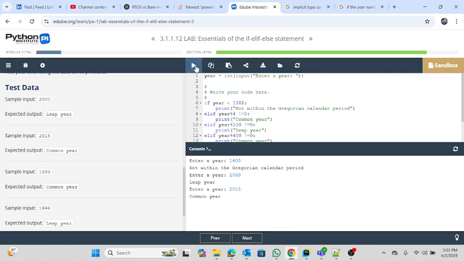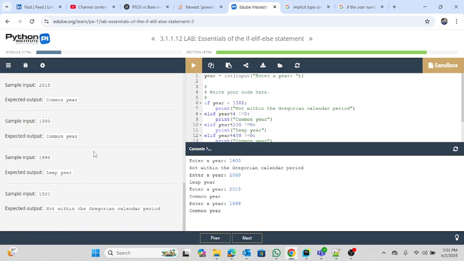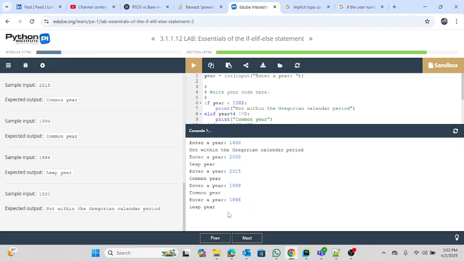So 2015 is a common year because it is not divisible by 4. Then we go to the next one, 1999. This is also not divisible by 4. That's why it's a common year. Then 1996. It's a leap year because it is divisible by 4 but not divisible by 100. And we'll take a condition where the year is divisible by 4 and 100. It's a common year because it is divisible by 4 and divisible by 100 but not divisible by 400. That's why it is a common year.